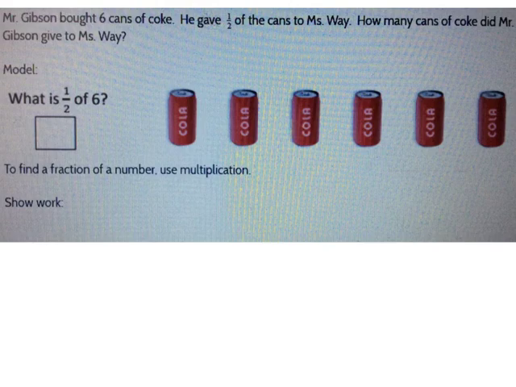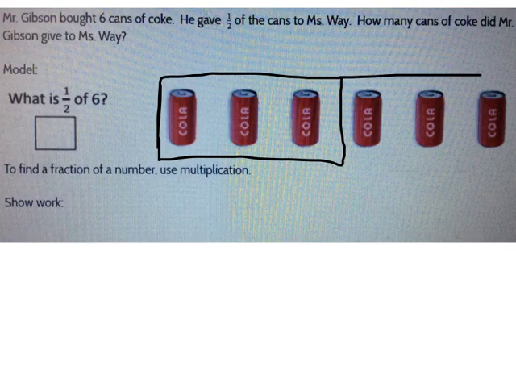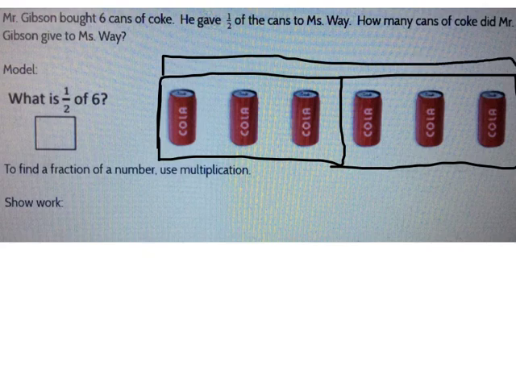Well, first, let's draw a model around the 6 cans of Coke and split them into 2 equal groups. 1, 2. There would be 3 cans in each group, because there are a total of 6, and I'm splitting them into 2 equal groups. So 1 out of 2, or 1/2 of 6 cans of Coke, is 3.